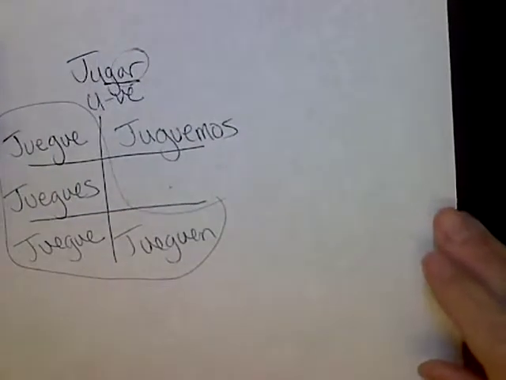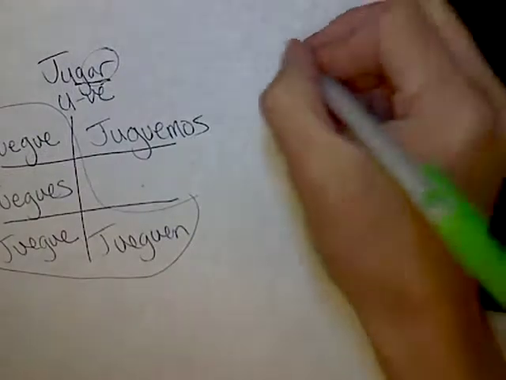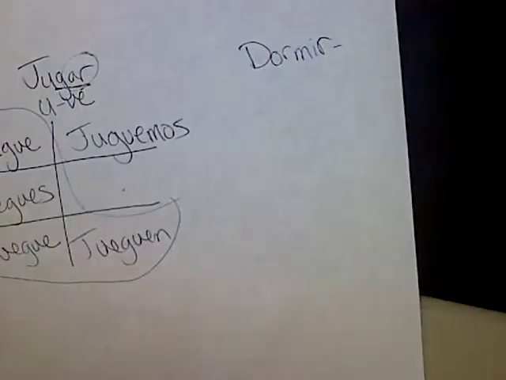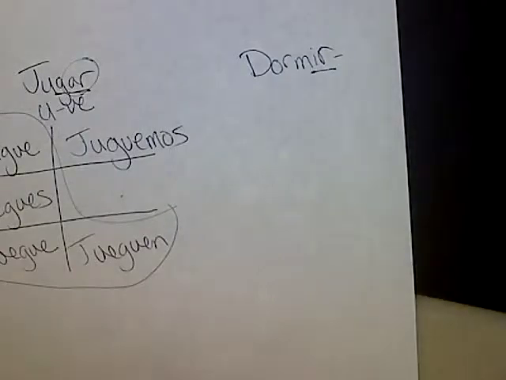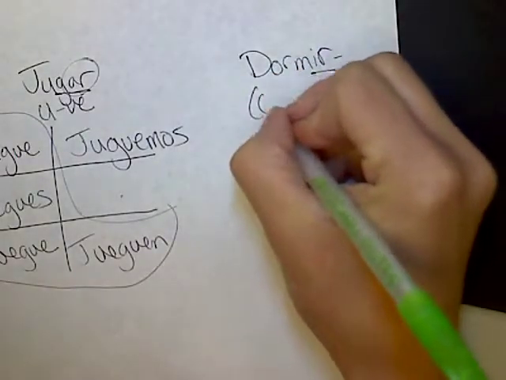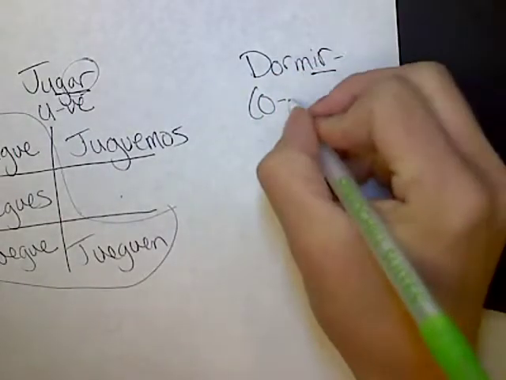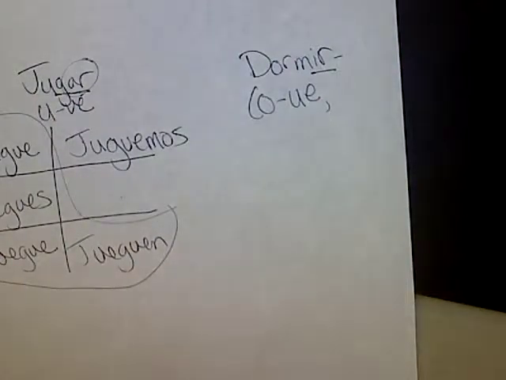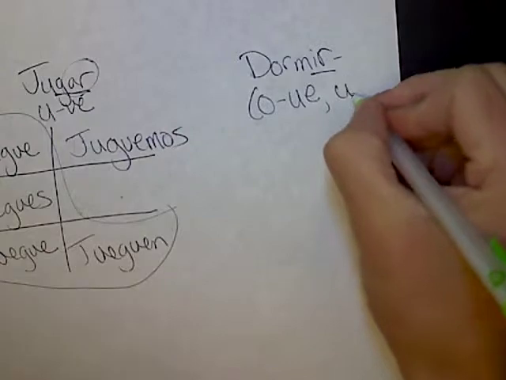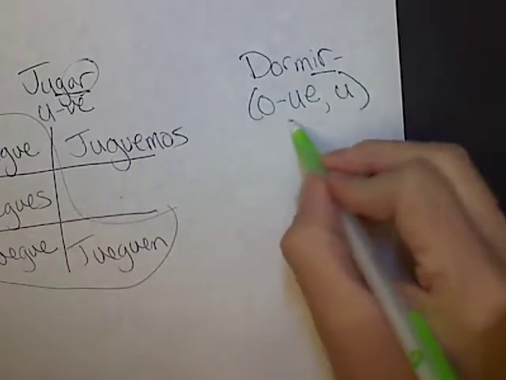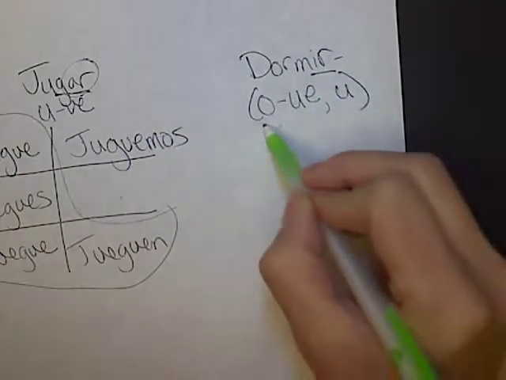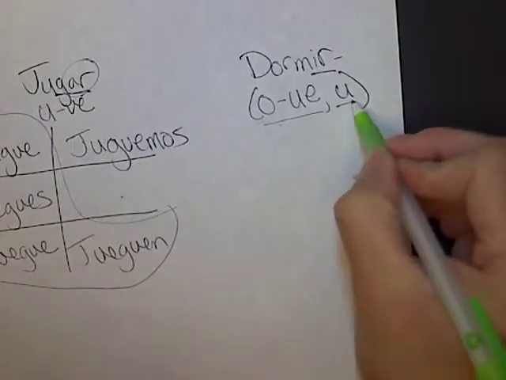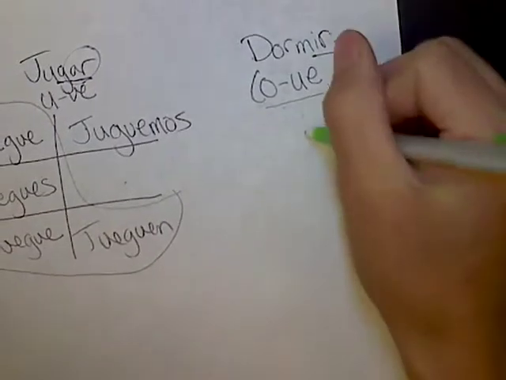Now, if we look at a verb like dormir, to sleep, it is a stem changer, but it's an IR verb. So the first thing we have to consider is what kind of a stem changer is it in the present tense? It's an O to UE. What kind of stem changer is it in the preterite? It's an O to U. So reading this in the subjunctive tells me that in the boot, the O becomes UE, and outside of the boot, the O becomes just a U.